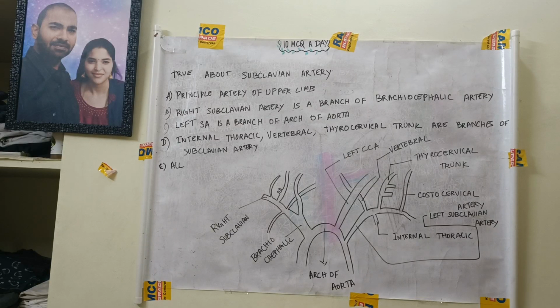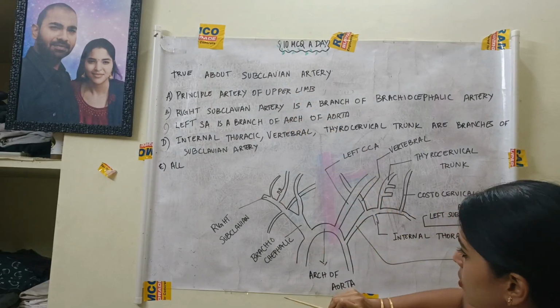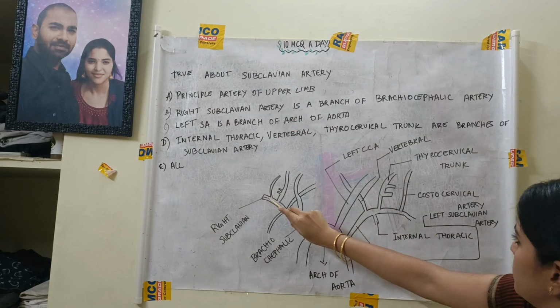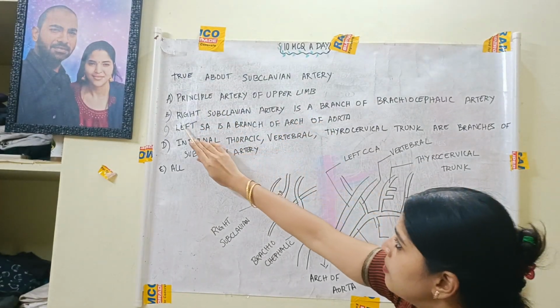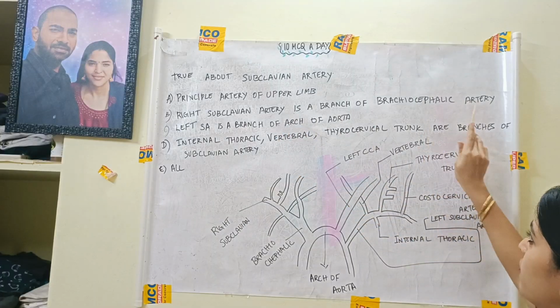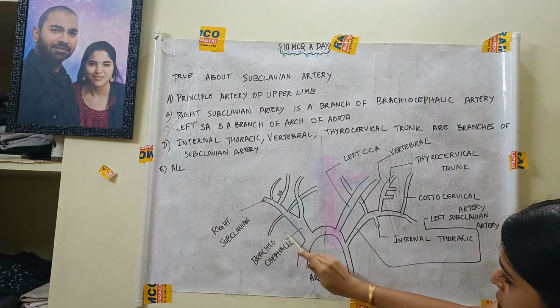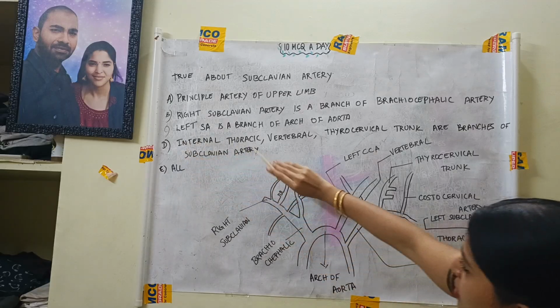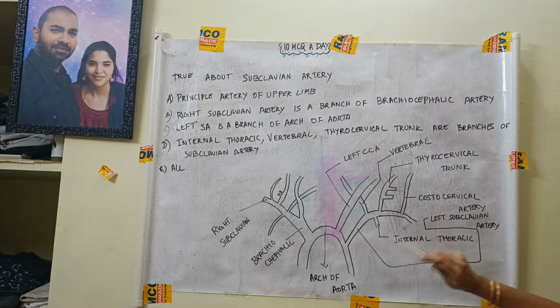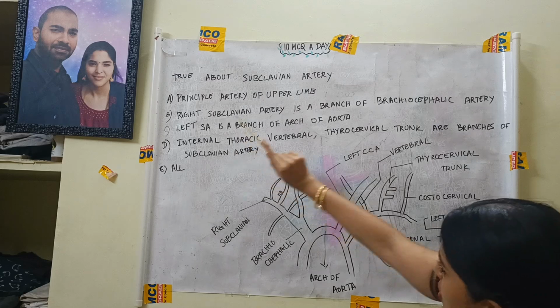The next MCQ is truth about subclavian artery. So this is the subclavian artery. The first option, principal artery of upper limb. B, right subclavian artery is a branch of brachiocephalic artery. So this is the right subclavian, a branch of brachiocephalic artery. So this is the correct option. Option C, left subclavian artery is a branch of arch of aorta. So this is the left subclavian artery, a branch of arch of aorta. So option C is also correct.